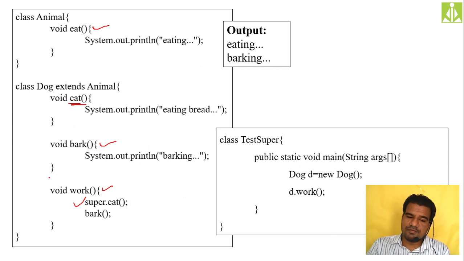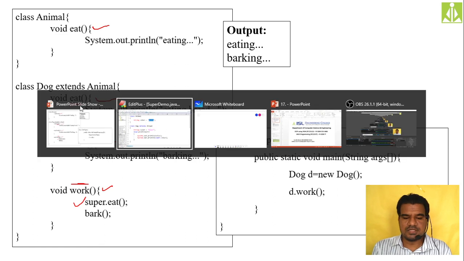So in order to refer to this animal eat method, we have to use super dot eat. I will show you this. And this super keyword you can't use outside the class, isn't it? So that's the reason we are taking the help of this work method. Inside this work method, we are simply calling this eat as well as this bark. If you write only eat over here, it will call this and this. If you write super dot eat, it will call this eat. So we will go and see that.